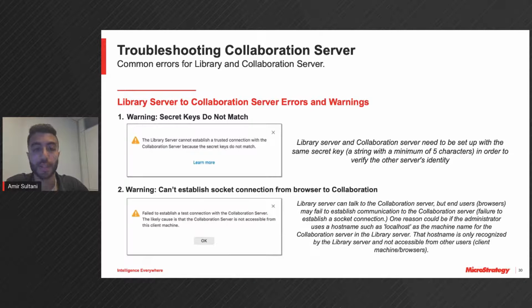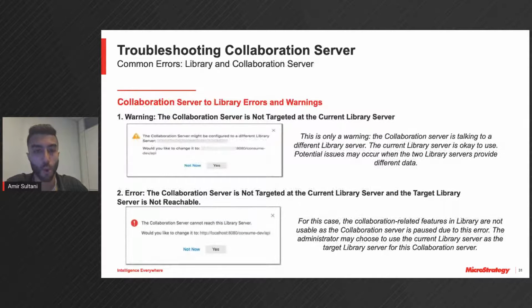Continuing on. Next is a warning that states, warning, the collaboration is not targeted at the current library server. Once again, this is merely a warning. What's happening is that the collaboration server is talking to a different library server. The current library server is okay to use. However, potential issues may arise when the two library servers provide different data, so please bear this in mind.